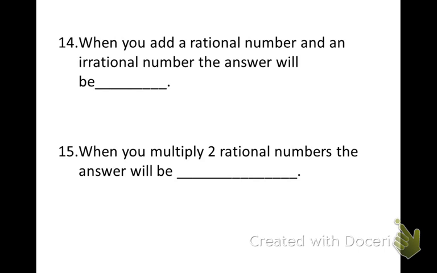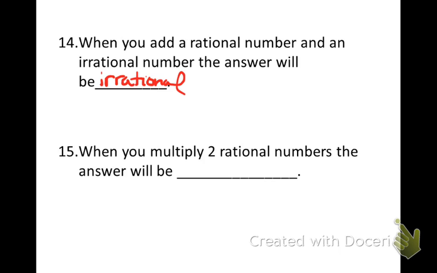A couple of questions that make you think a little bit. When you add a rational number and an irrational number, the answer will be, well, remember what a rational number is. It kind of ends, right? Or it could be a repeating decimal, but an irrational number goes on forever. So if you add something to it, is it going to stop? It's going to go on forever still. So the answer here would be irrational.